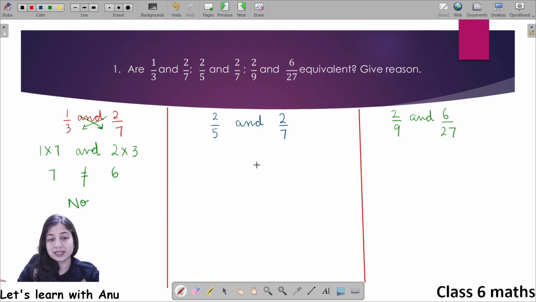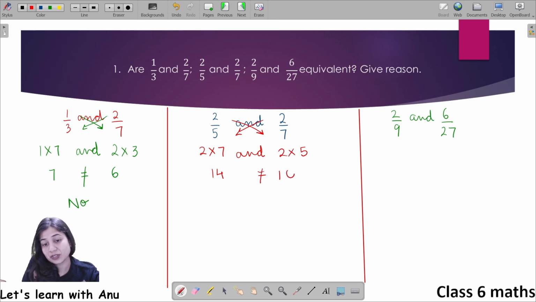Let's do the B part. 2 by 5 and 2 by 7. Here I'm going to find the product of 2 and 7 and 2 and 5. And we are getting 14 and 10. So they are not equal. So the answer is no, they are not equivalent fractions. Here we are applying the knowledge of cross product.